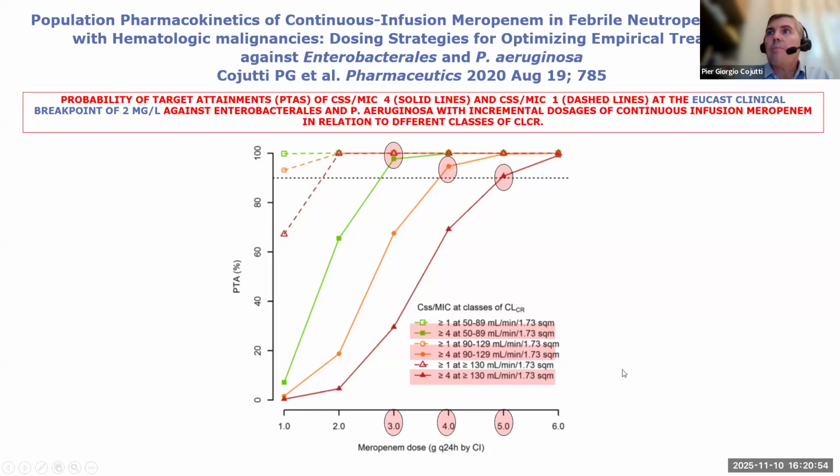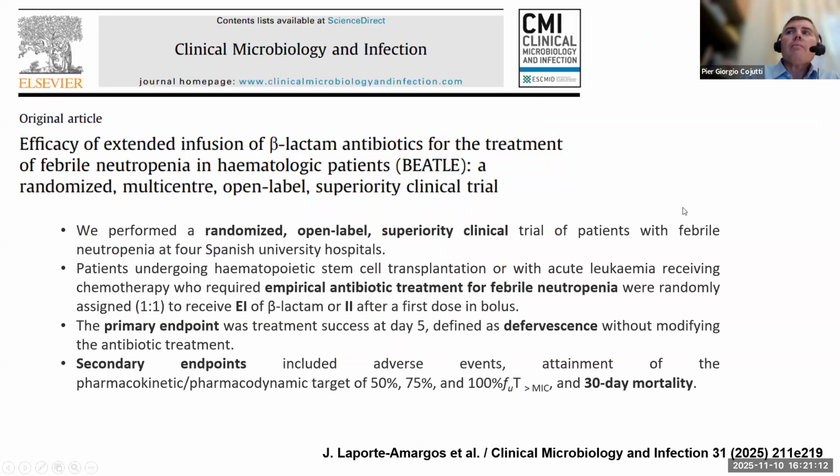Recall that for meropenem, you have to reconstitute the solution every 6 hours because the drug is unstable above 6 to 8 hours. So, for instance, 4 grams daily means 1 gram every 6 hours with infusion of 6 hours to obtain continuous infusion.